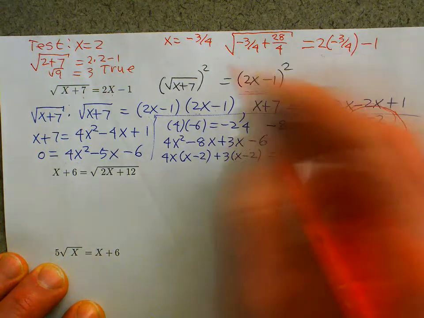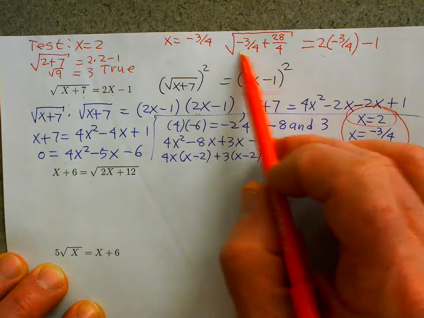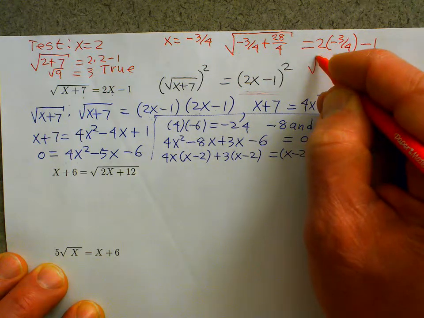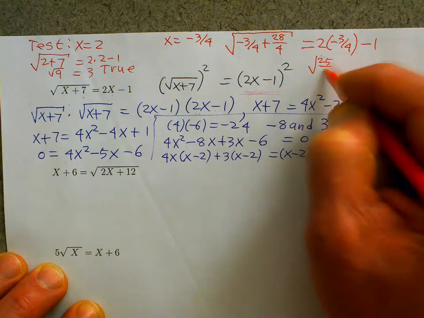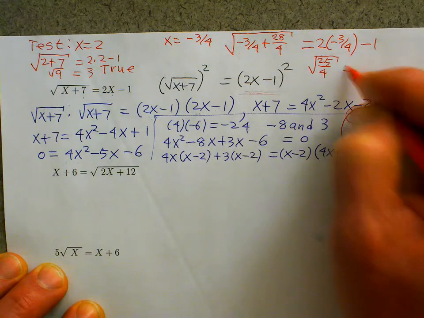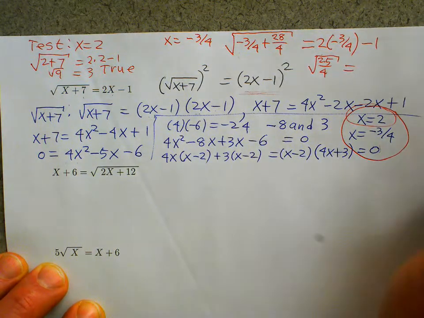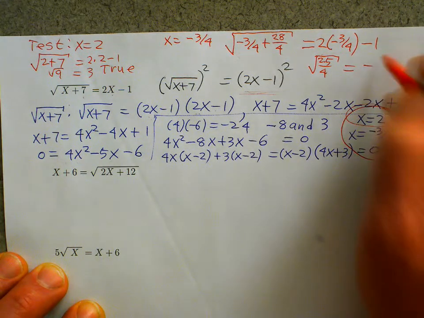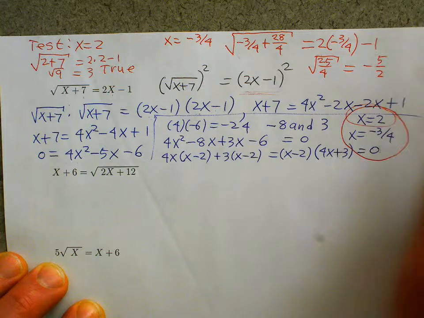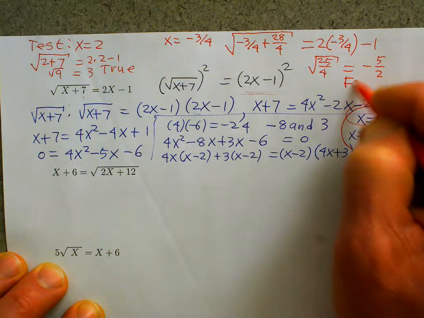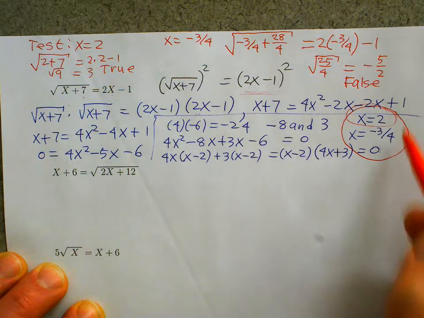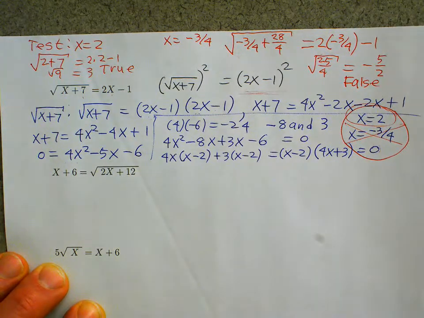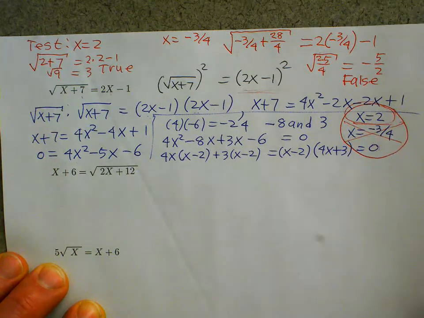So if we take it a little bit further, the square root of negative 3/4 plus 28/4 is the positive square root of 25/4. And the right-hand side is negative 3/2 minus 1, or negative 5/2. And that is false. So negative 3/4 is not a solution. Only x equals 2 is a solution.